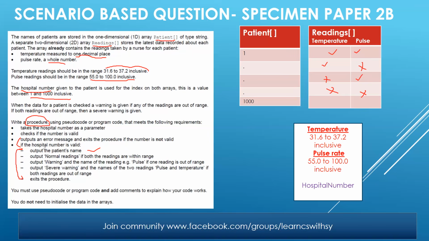You must use pseudocode or program code and add comments to explain how your code works. Here they have given you the hint that you have to use pseudocode or program code, and you have to add comments. A very basic requirement of a good program, of a good pseudocode. You do not need to initialize the data in the arrays. The data is already stored, and you only have to check the values that are already stored there. Any questions before we proceed to the actual thing? None? Okay, that's excellent. Now let's move on to the next.